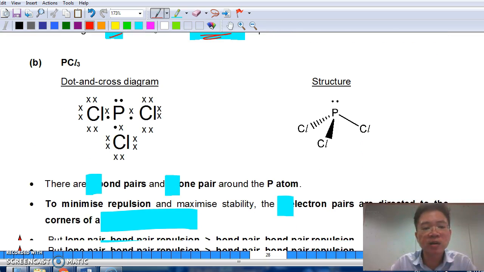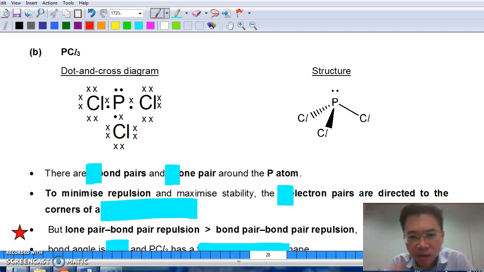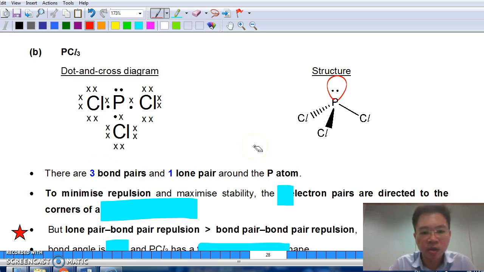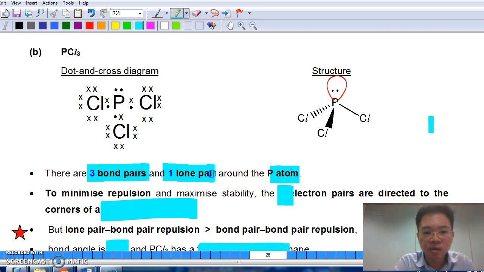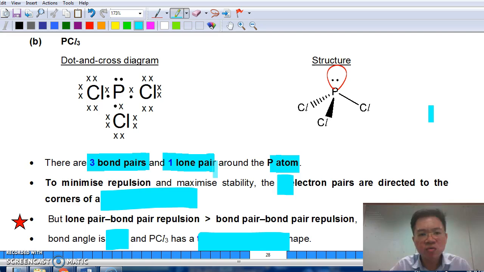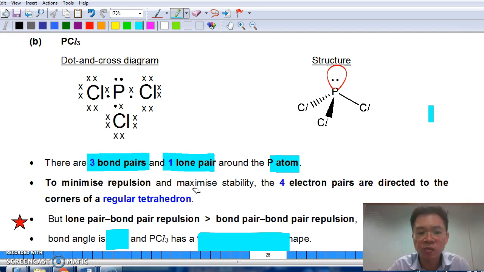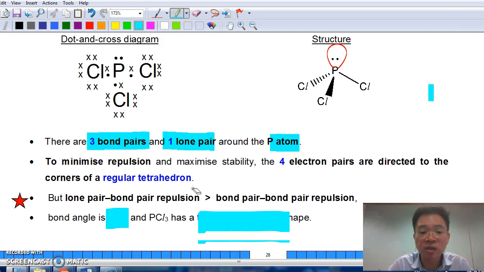Let's look at another molecule with lone pair. We have here PCl3. PCl3 has 1 lone pair and 3 bond pairs around the center atom P. To minimize repulsion, the 4 electron pairs will be spread out to the corners of, remember what is the basic shape for 4 electron pairs? It's called a tetrahedral, right? So we will call this basic shape a tetrahedron.